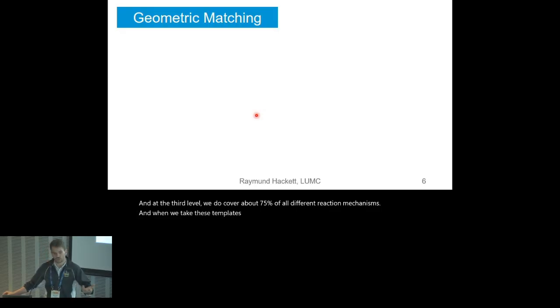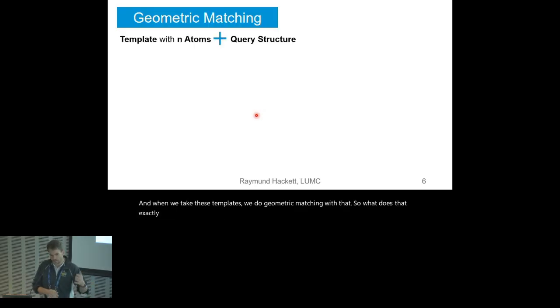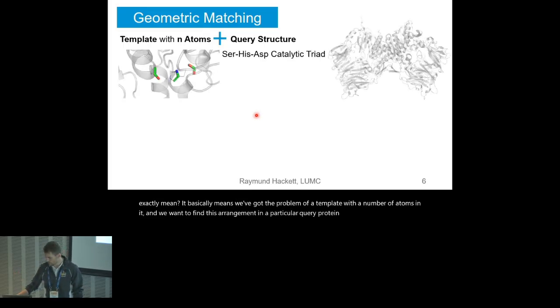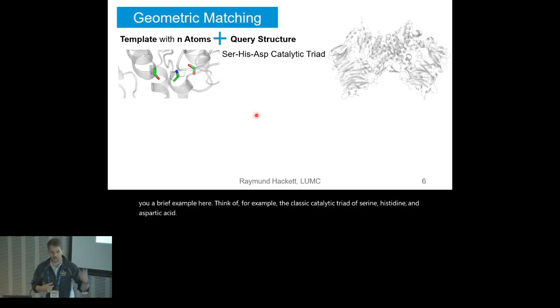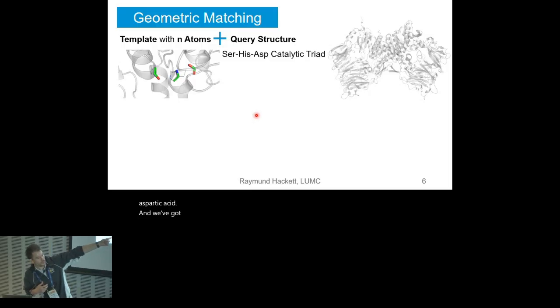And when we take these templates, we do geometric matching with that. So what does that exactly mean? It basically means we've got the problem of a template with a number of atoms in it, and we want to find this arrangement in a particular query protein structure. So I want to give you a brief example here. Think of, for example, the classic catalytic triad of serine, histidine, and aspartic acid. And we've got a query protein structure here in gray.